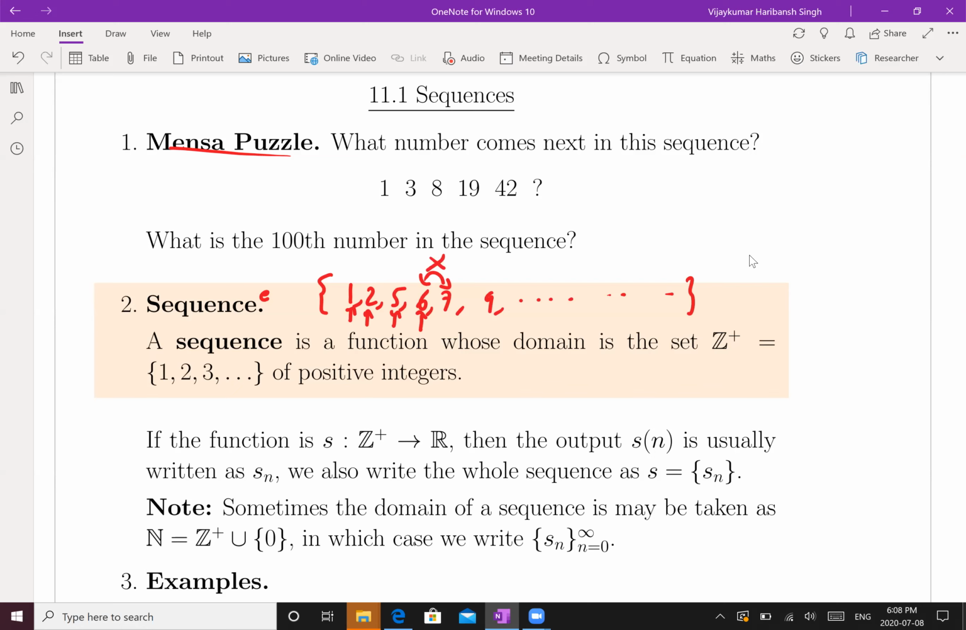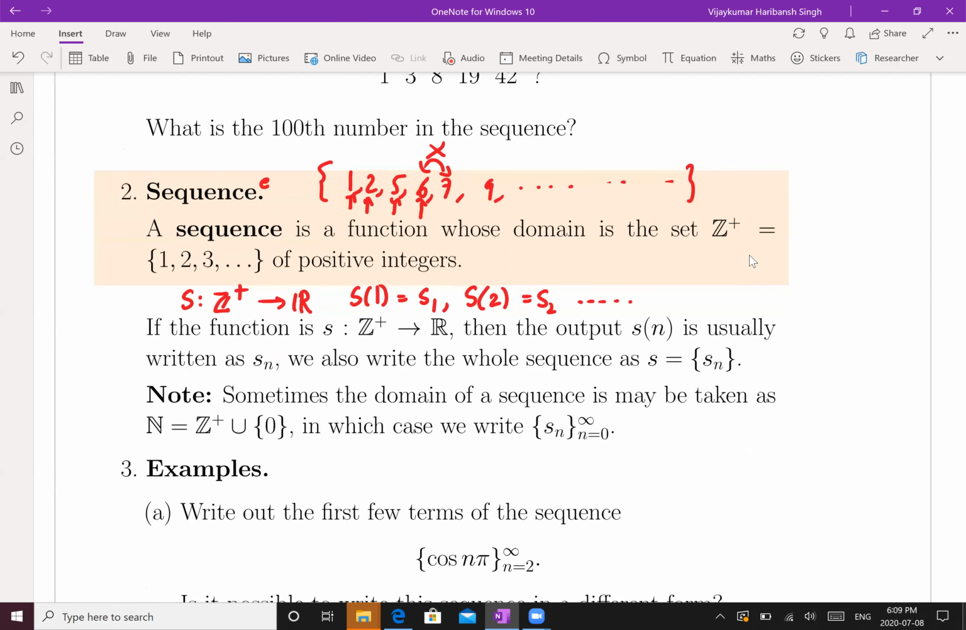This ordered collection can also be thought of as a function from the natural numbers Z plus to R, if you're thinking about a sequence of real numbers. So S of 1 is denoted by S1, S of 2 is denoted by S2, and so on and so forth. We write the whole sequence as {Sn} in curly brackets.